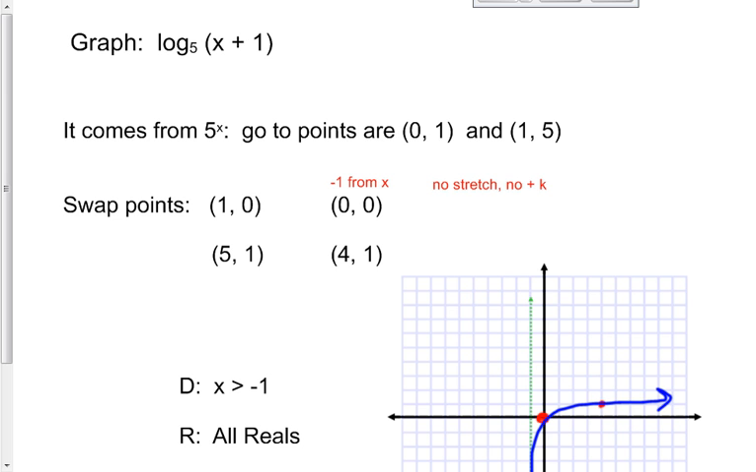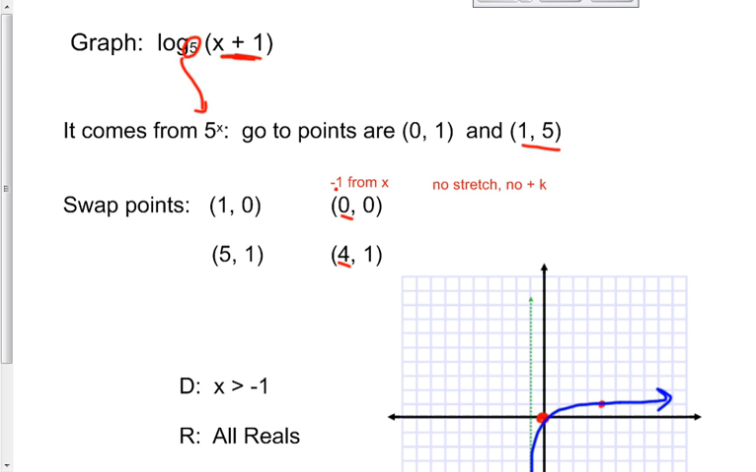Next one, log base 5 of x plus 1. We have one shift going on. First we notice what base we're in. We're in base 5, so it came from 5 to the x. Those go-to points are (0, 1), (1, 5). And now we shift. Inside with the x, it says plus 1, I need to subtract 1. 1 subtract 1 is 0, 5 subtract 1 is 4.